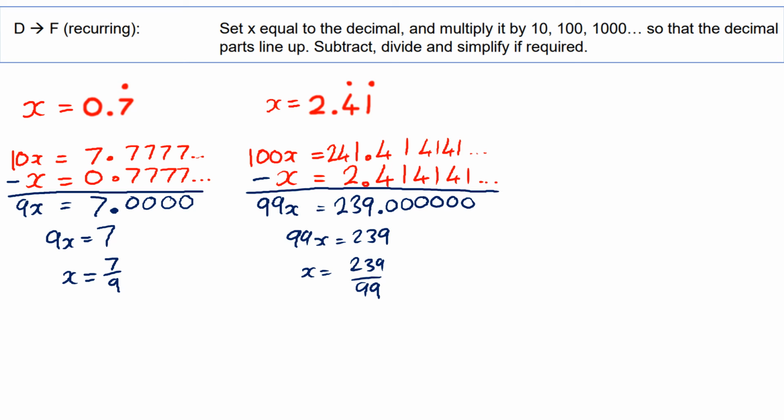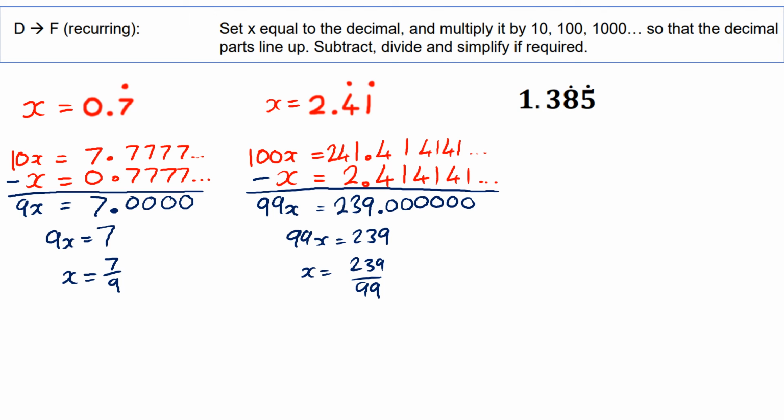And we'd have to think, well, can we simplify this? 99 doesn't divide by a lot of things. It divides by 3, and 239 doesn't, because those numbers don't add up to a multiple of 3. It divides by 11, but again, we can't divide that. So yeah, that's as simple as we can make it.